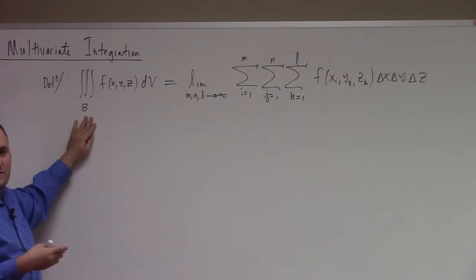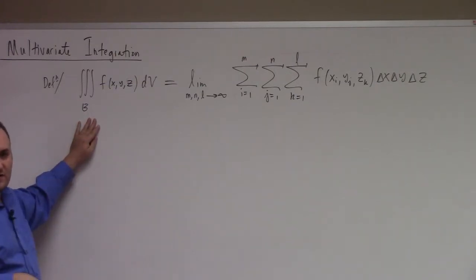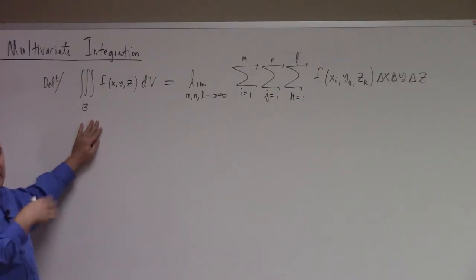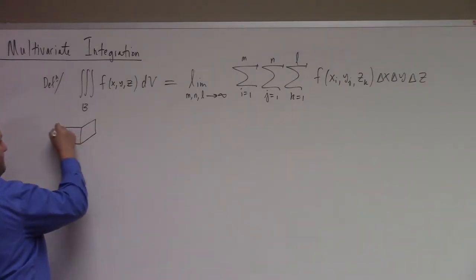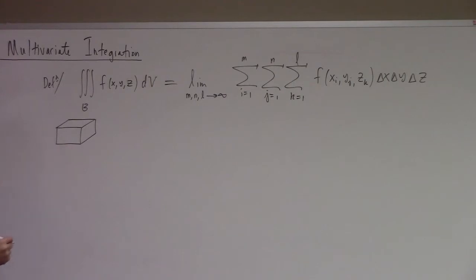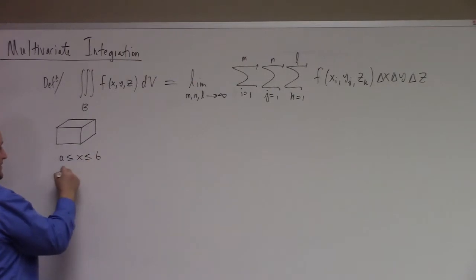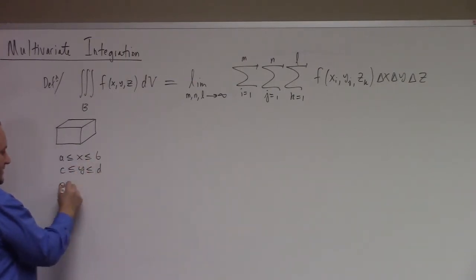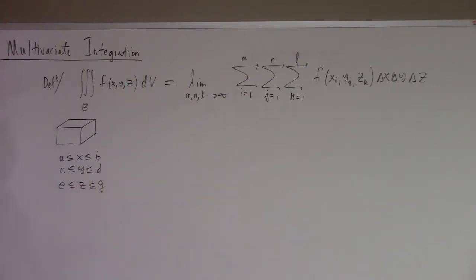I said R was a rectangle, but you could just as well have it be some kind of curved smudge. As long as you can chop that up into little rectangles, you can add up the value over those rectangles and get the thing. We can do the calculation most nicely when B is actually one of these boxes. If it's this, then I can do the calculation easy peasy. So let's suppose a is less than or equal to x is less than or equal to b, c less than or equal to y less than or equal to d, e less than or equal to z less than or equal to g. I already used f.